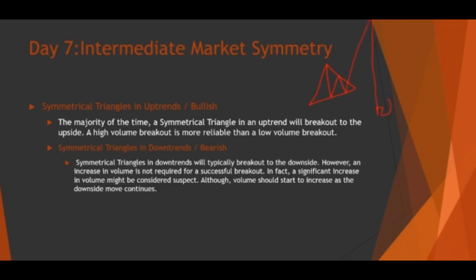I don't know why the pen did that. I apologize. You want to find a symmetrical triangle that does something like this. It shoots straight out. You don't want to find one that just kind of weeds itself out. When you can see this, you know the volume is there. You're trying to trade with that volume. You want to trade with that velocity.